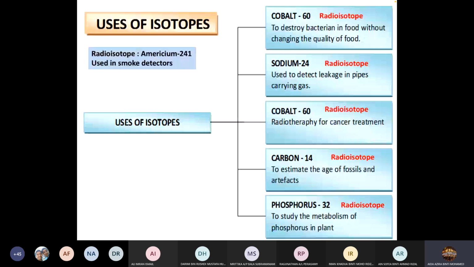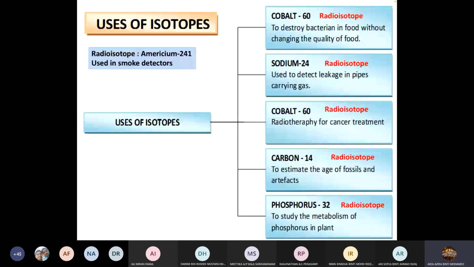Okay, the uses of isotopes. Yang ni korang kena tahu. Ini contoh-contoh radioisotopes semuanya yang teacher ada ni. Maksudnya walaupun dia berbahaya tapi dia ada dia punya uses. Contoh cobalt 60. Elemen dia adalah cobalt, 60 adalah dia punya nucleon number. Cobalt 60 kita guna untuk buat apa? To destroy bacteria in food. Okay, sodium 24 kita guna untuk detect leakage in pipes.